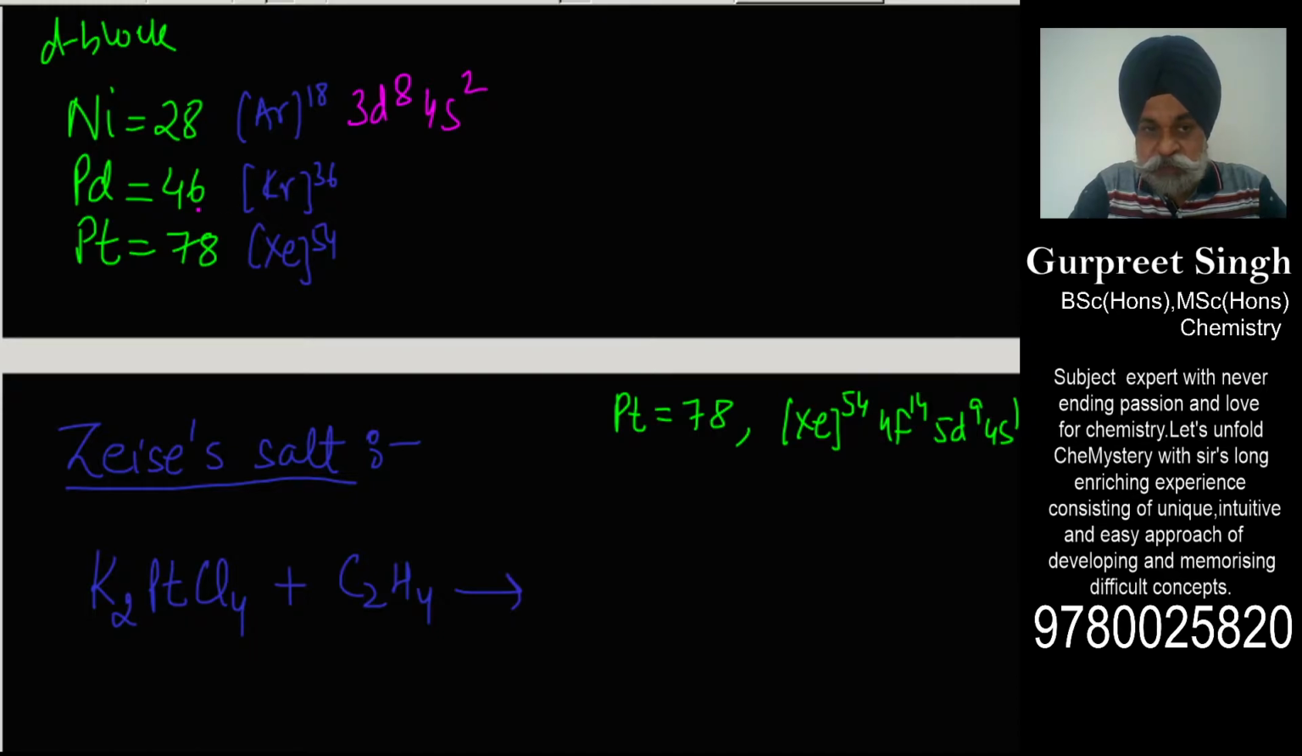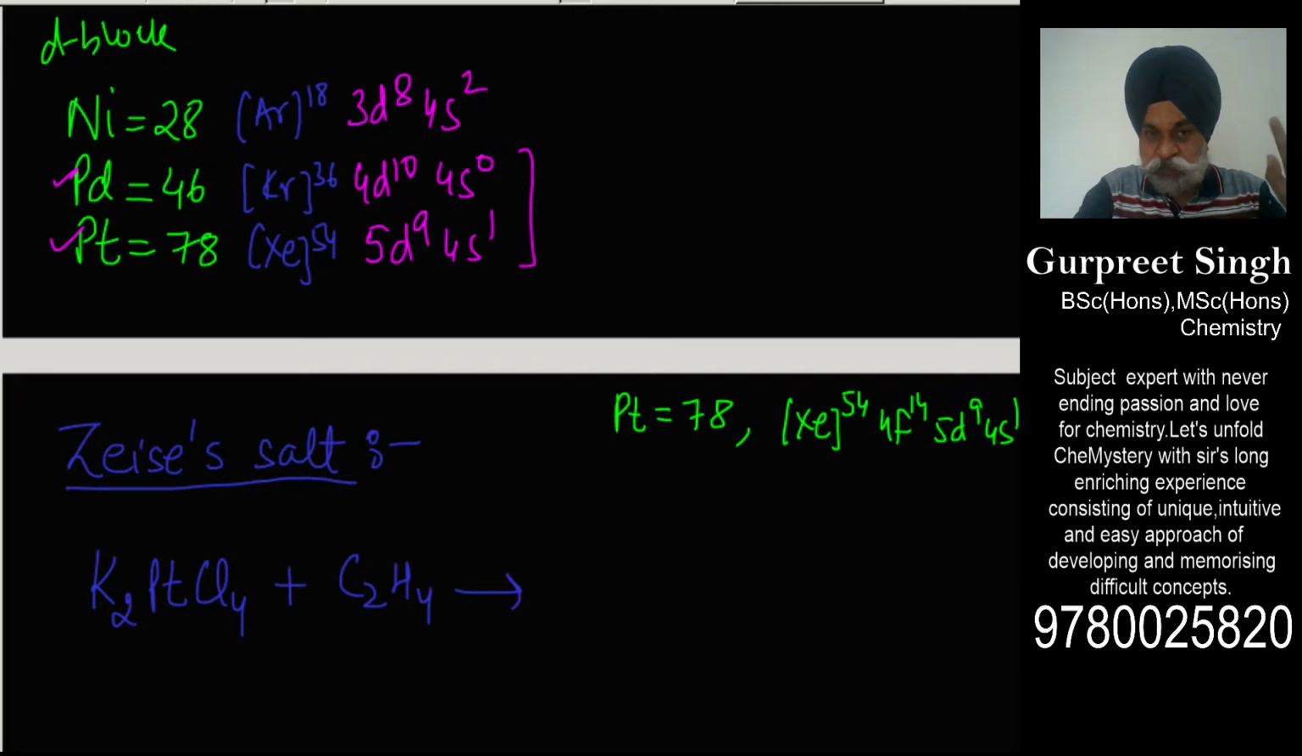Now it is also very interesting to tell you that all three elements in this group show an ambiguous configuration. As regards palladium, it is 4d10 and there is no electron in 4s, and as regards platinum, it is 5d9 4s1. So this is the ambiguity in this particular group. Only nickel is behaving the way it has to show the configuration. So this is one thing which you should add to your knowledge bank.